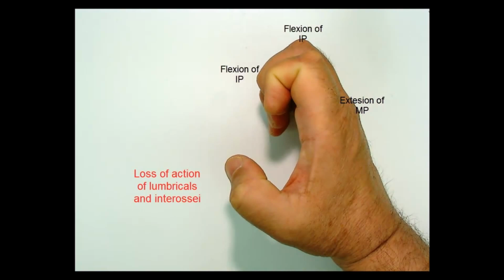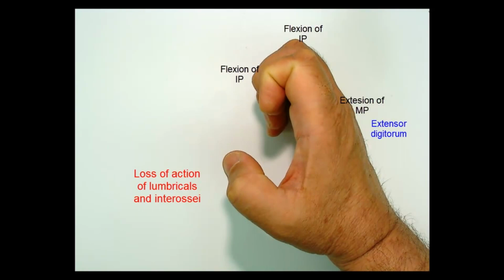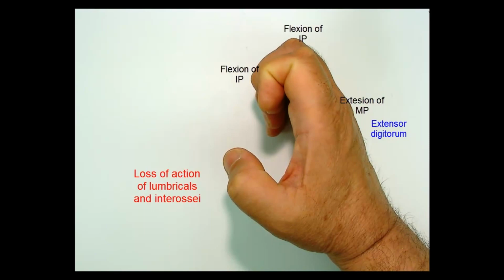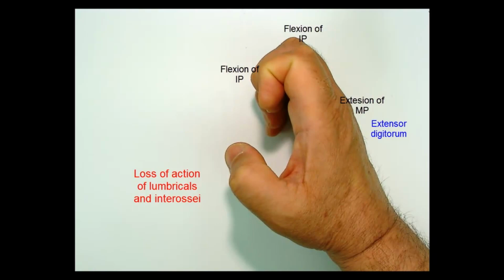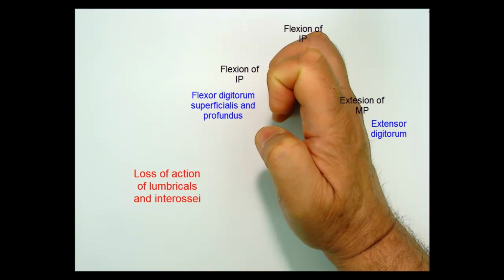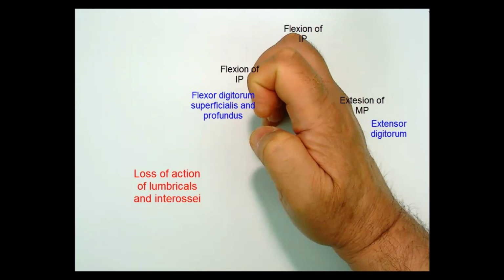Extensor digitorum, which is unopposed by lumbricals and interossei, therefore will produce extension of the metacarpophalangeal joints. Usually, the interossei and lumbricals act on the extensor expansion to cause extension of the interphalangeal joints as well. Flexor digitorum superficialis and profundus, unopposed by the lumbricals and interossei, will produce flexion of the interphalangeal joints.